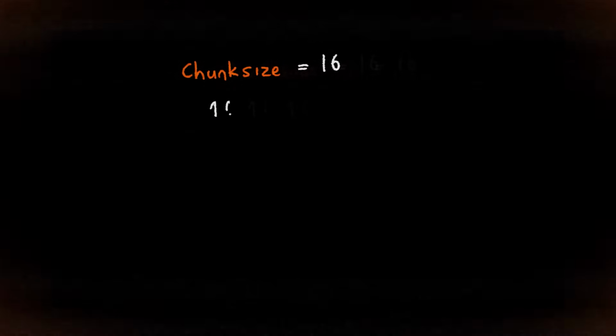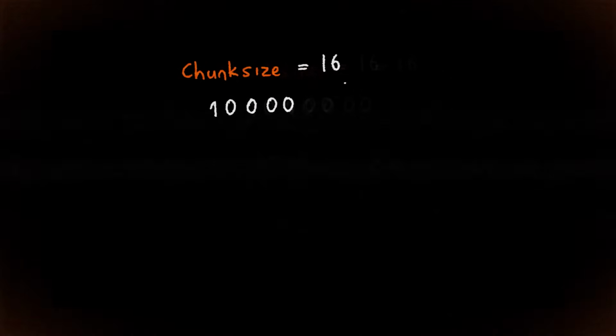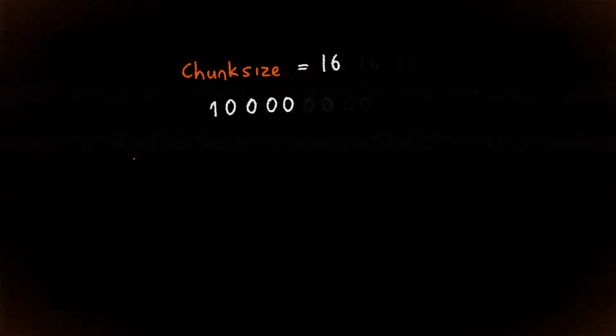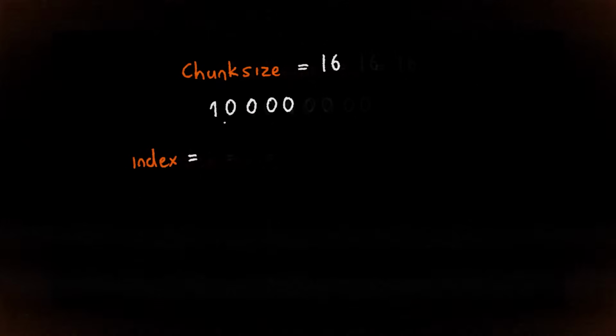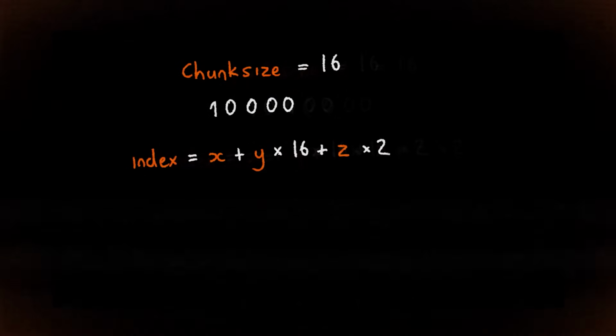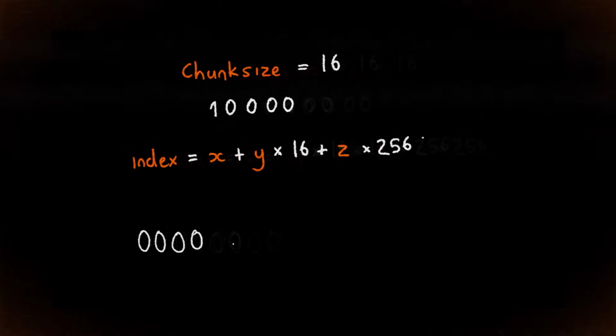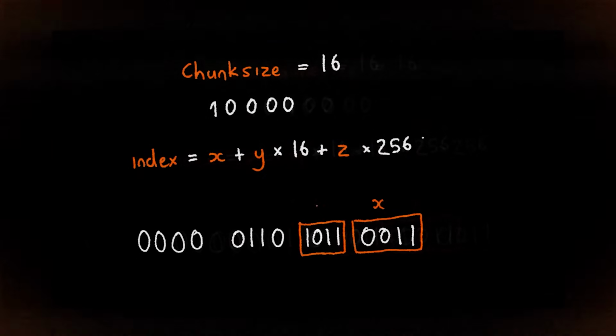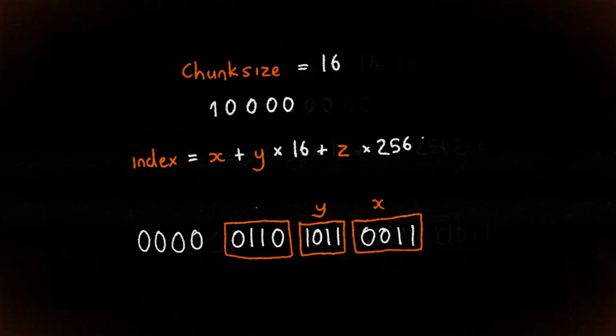Instead, we can do the same trick, but using our computer's binary counting system, base 2. We set the chunk size equal to 16, which is a 1 followed by 4 zeros in binary. It's exactly the size of half a byte, called a nibble, made up of 4 bits. So the index becomes x plus y times 16 plus z times 256. This makes the first 4 bits our x value, the next 4 are our y value, and the 4 after that our z value.